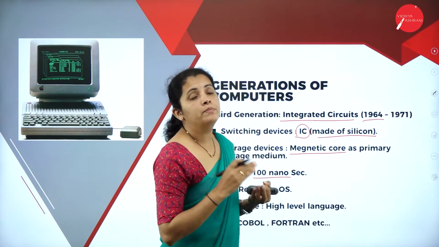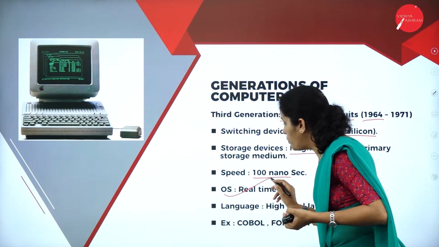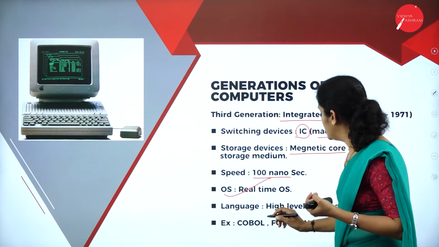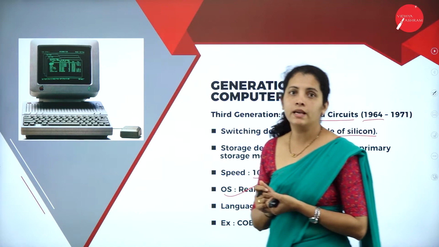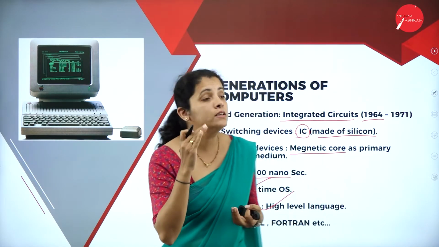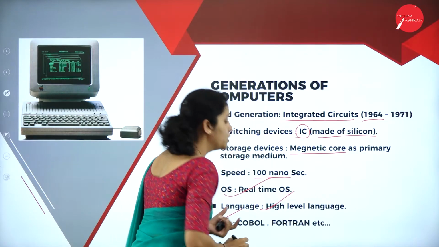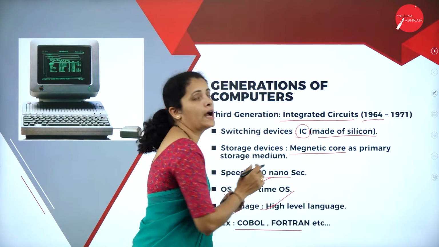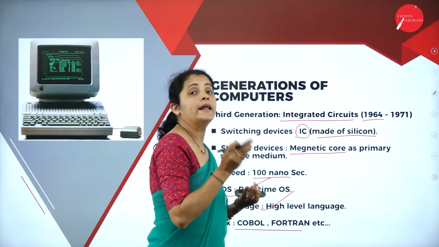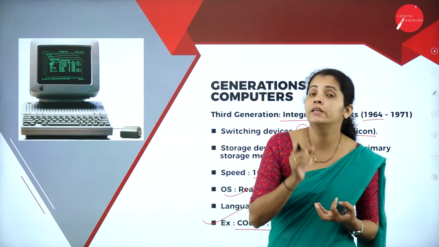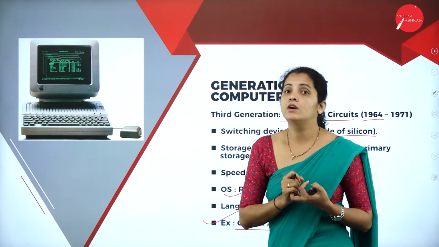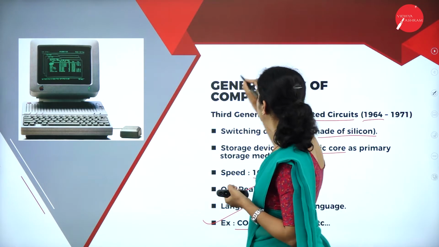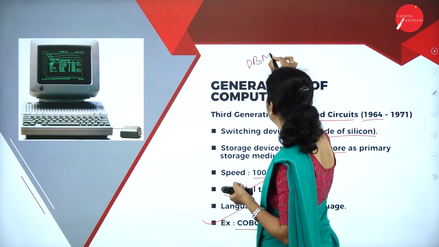At that time, they were using real-time operating system, and the language used during this generation is the high-level programming language. During third generation, they started using COBOL as well as Fortran. These are two examples of high-level programming language. At the same time, the database management system was introduced in order to manage the data.